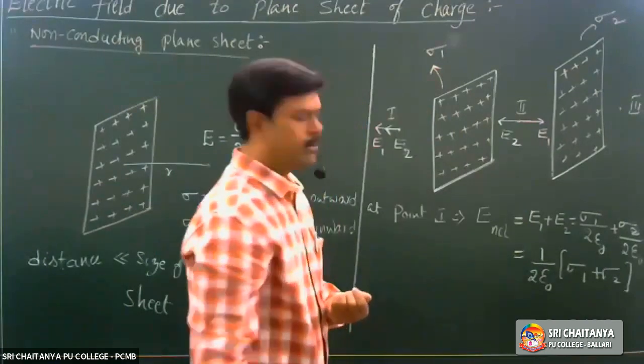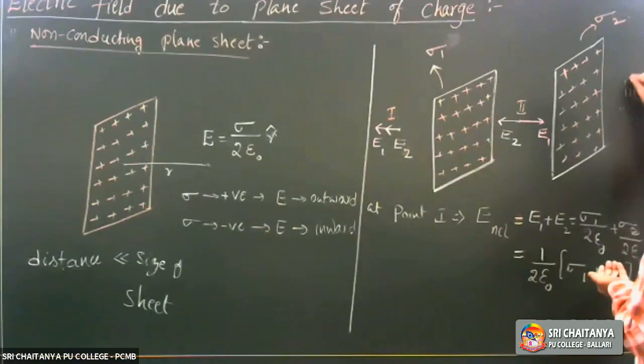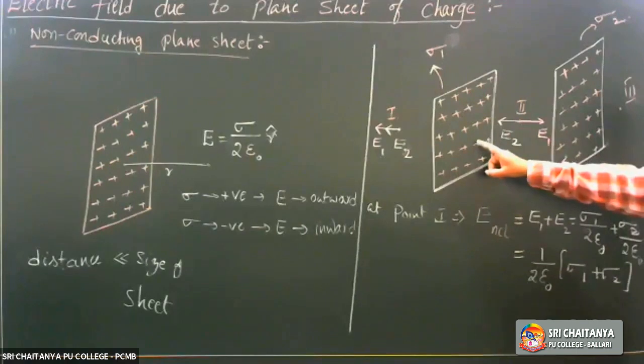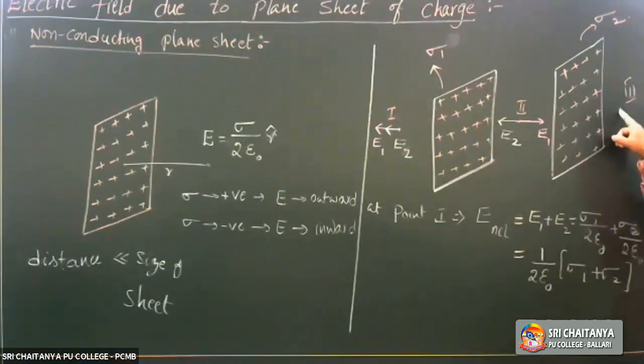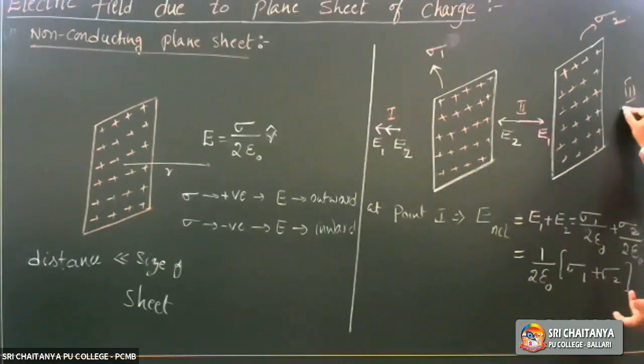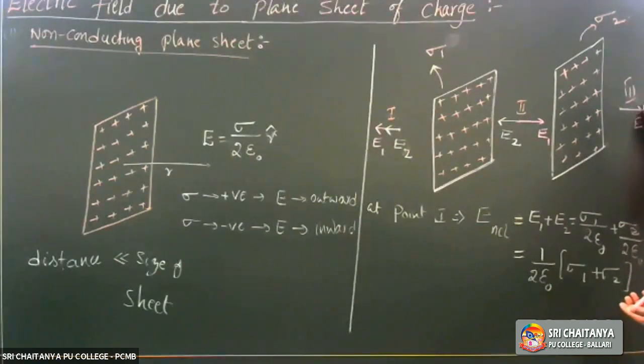Right? In the same way, see here. Here, if I ask, what is the field due to this plate at this point? Positive, outward. This is the field direction. Due to this, it is also positive, outward. E2.